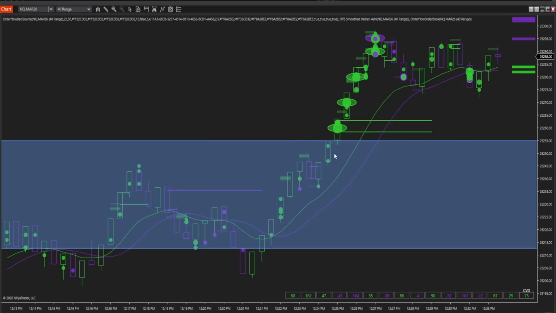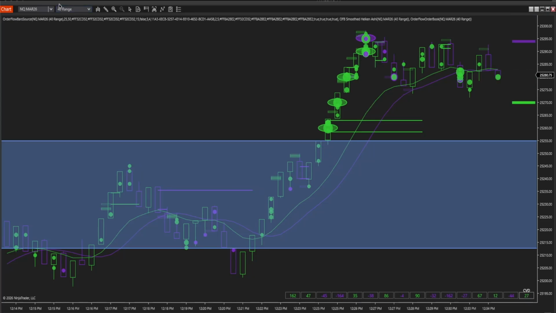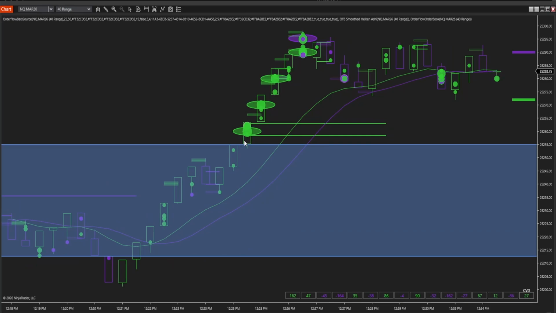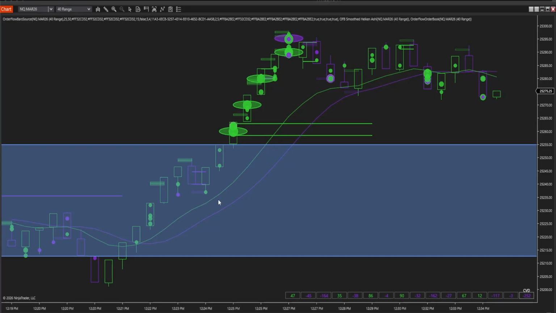So I was looking at it, and then right here you had a nice candle. This is a 40 range chart. So what we had on this 40 range chart, we had a stacked, double stacked imbalance area. The Heiken Ashi smooth lines, they are sloping upwards. So the momentum is definitely up. I mean, it's pretty obvious as you can see here.